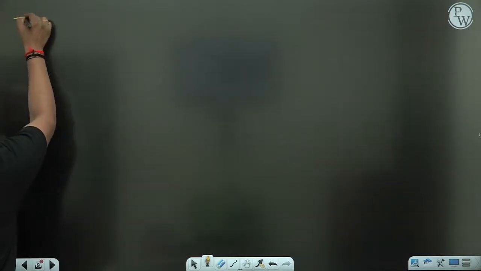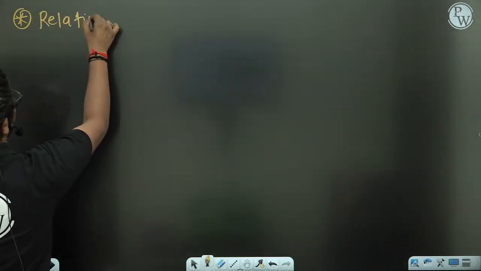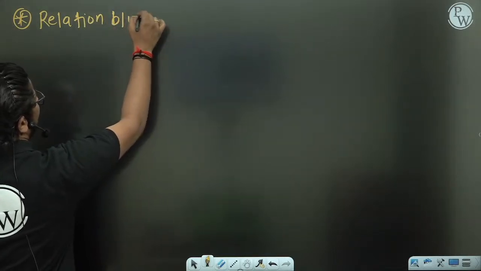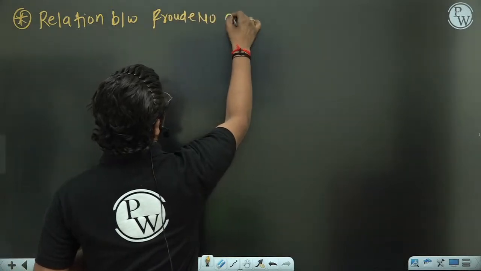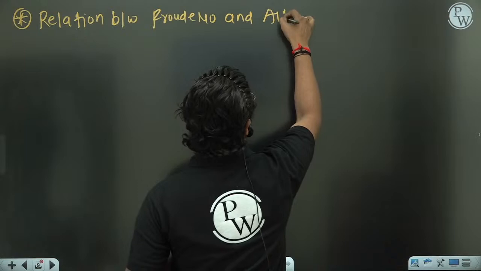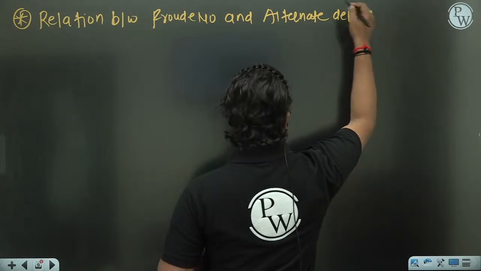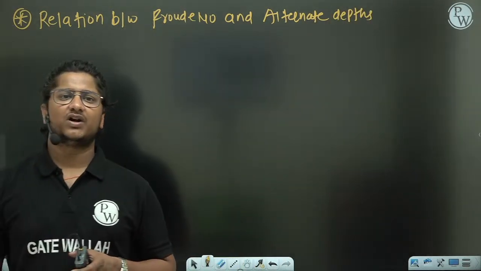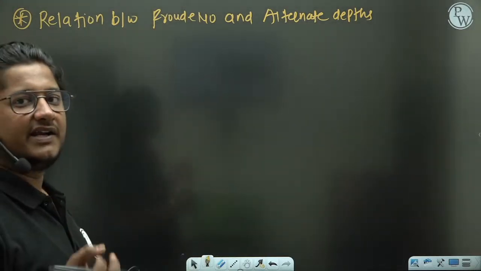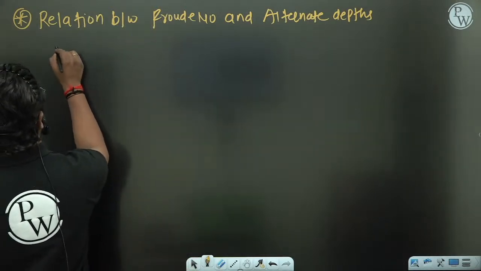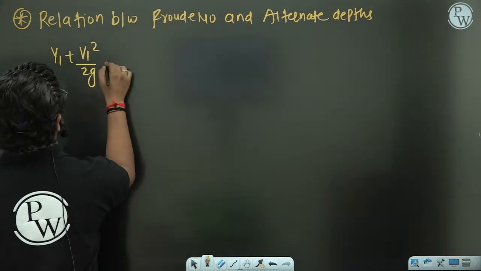Now here another small topic will come, which we call the relation between Froude number and alternate depth. I will show you for a rectangular section. You can all find it for triangular as well as other sections. Basically, I am trying to make a relation between Froude number and alternate depths. So if y1 and y2 are alternate depths, you know that y1 plus v1 squared upon 2g, the specific energy, will be the same.